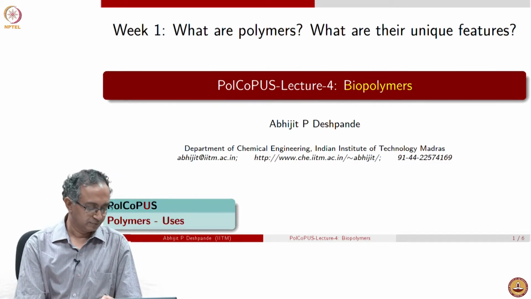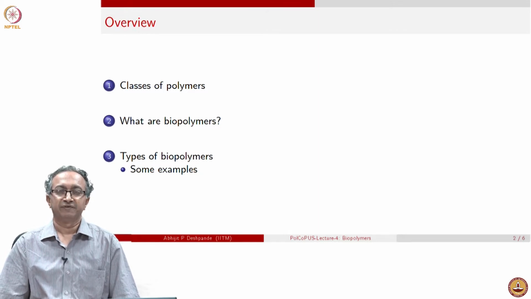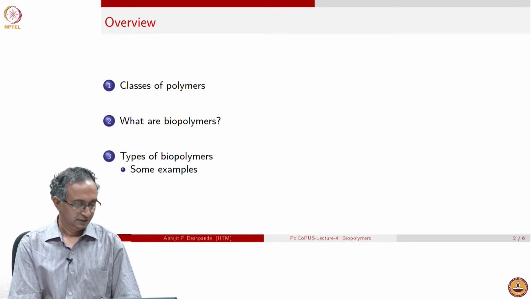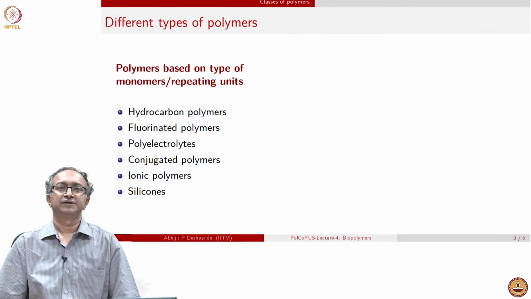We will do this by first looking at various ways in which we talk about classification of polymers. And then we will define biopolymers and then take a few examples of these biopolymers, especially with their applications in mind. So let's begin in terms of how we look at different types of polymers.